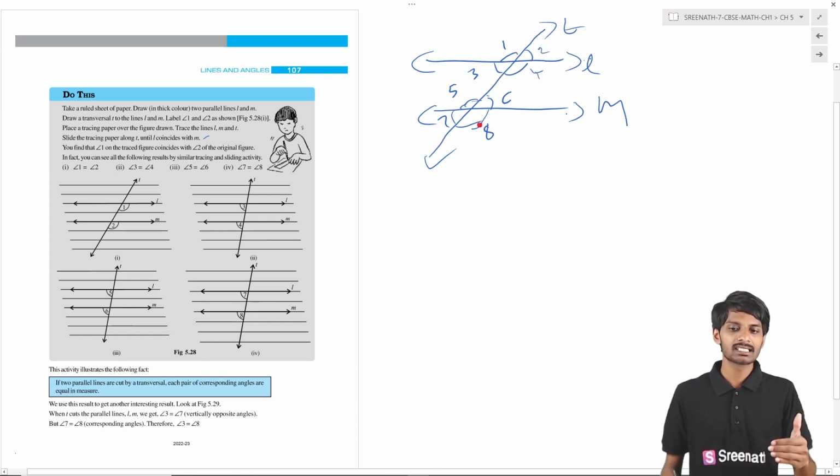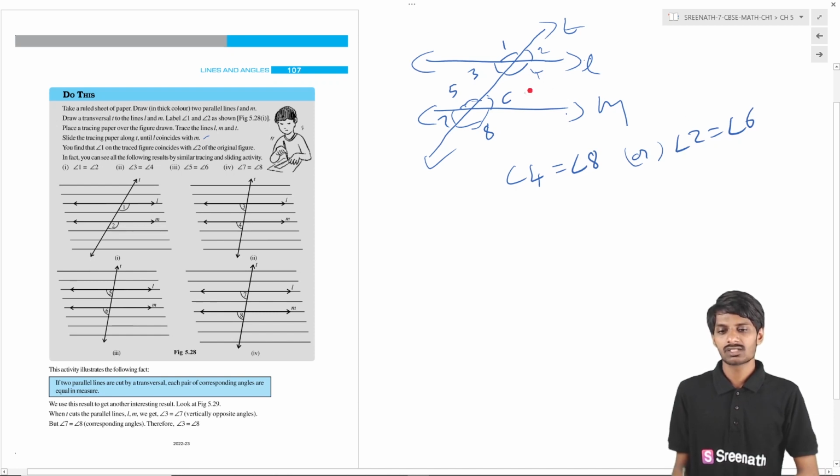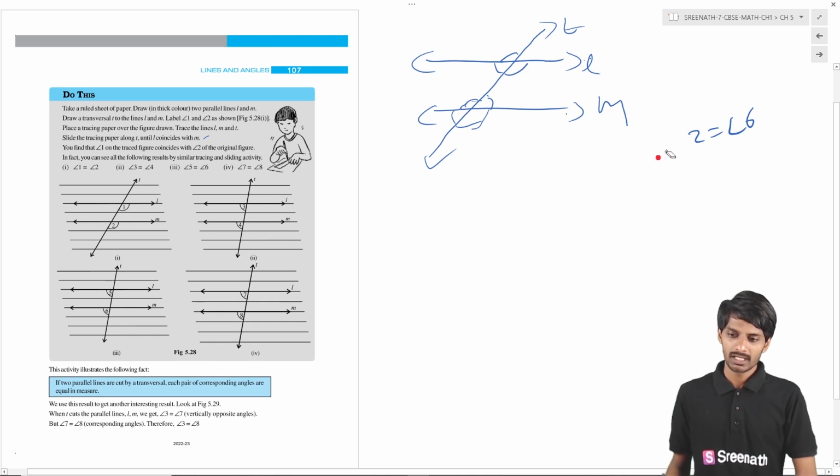So if you trace like that, what you will observe is angle 4 is equal to angle 8, and one more thing, angle 2 is equal to angle 6. This you will observe when you are sliding the tracing paper downward. Okay students, but here the numbering is different, so for your clarity and understanding we'll change the numbering so that you can easily understand. By this also you can understand, but it will be somewhat confusing.